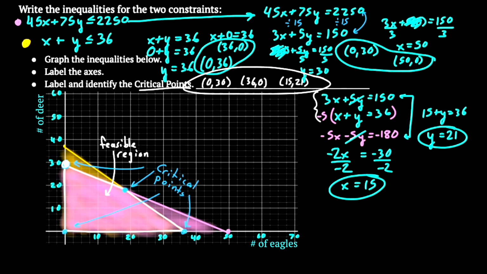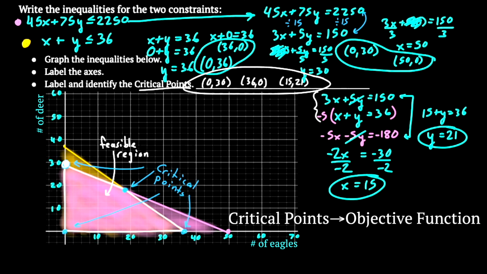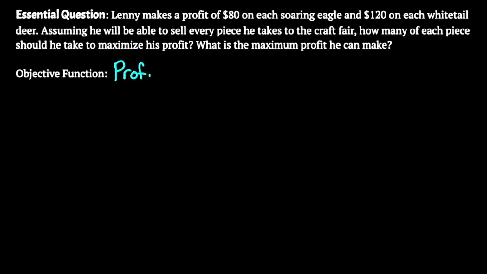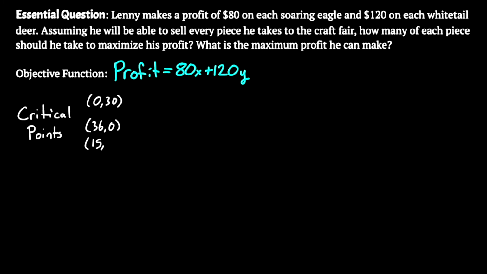So now that we have our critical points, our next step is going to be to test those in that objective function from the beginning to see which combination gives us the biggest profit. So remember, our profit equation was 80x plus 120y. And here's our three critical points. We're just going to plug each of these in. So if I plug in 0, 30, that'd be 80 times 0 plus 120 times 30. And if you type that into your calculator, you get 3,600.